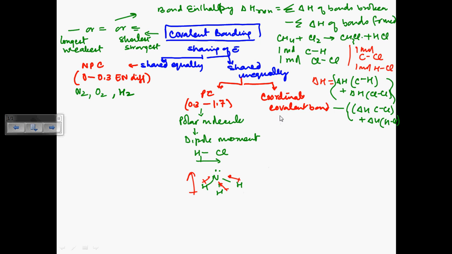And then coordinate covalent is generally in Lewis acids and bases like ammonia and BF3. When they combine, they just form BF3NH3, where ammonia lets BF3 use its lone pair of electrons. So this lone pair that's given only by ammonia is shared equally by both. And this is generally found in Lewis acids and Lewis bases.